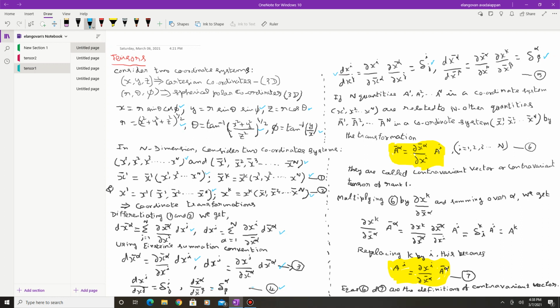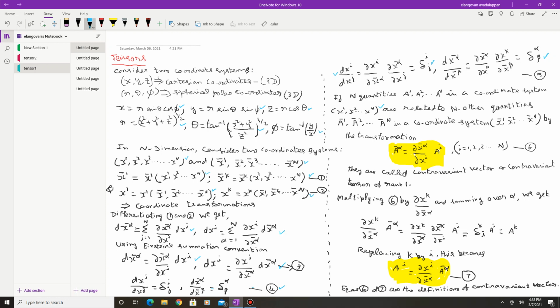Now let us consider n quantities, A superscript 1, 2, 3. They are not powers, they are only superscripts. A1, A2, up to An. A1 is one quantity, A2 is one quantity, and An is the nth quantity. We consider n quantities in a coordinate system. The coordinate system we are choosing is the unbarred coordinate system, x1, x2, up to xn. So in the unbarred coordinate system, we consider some quantities A1, A2 and An.